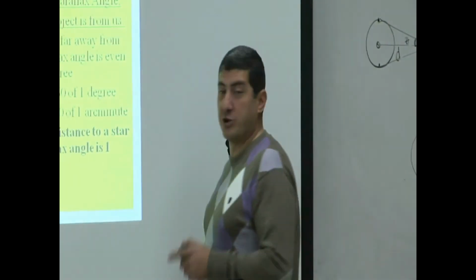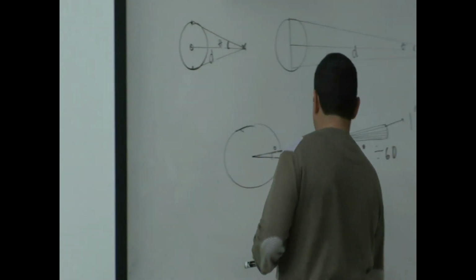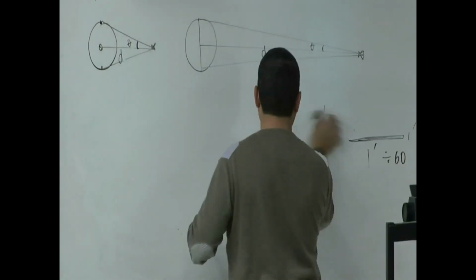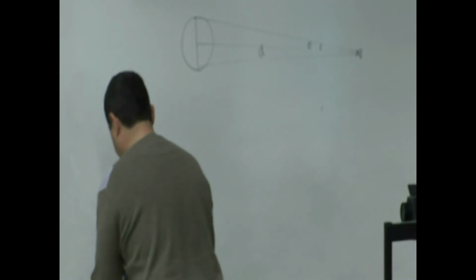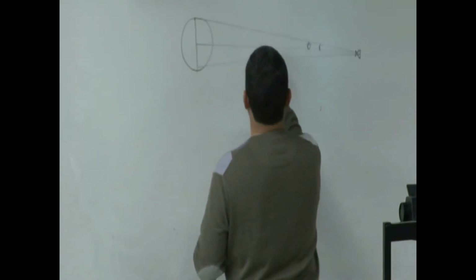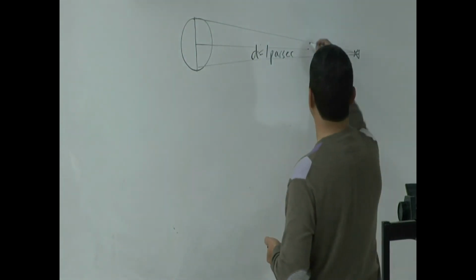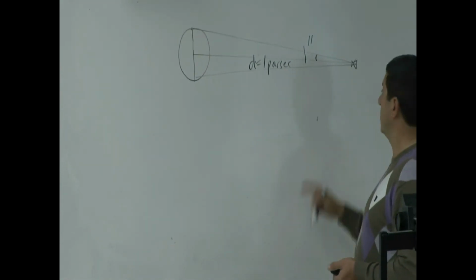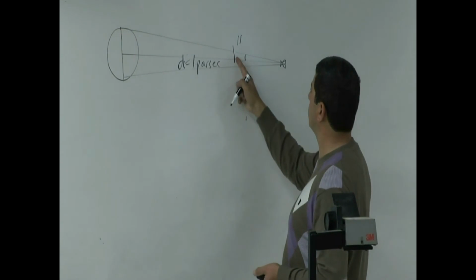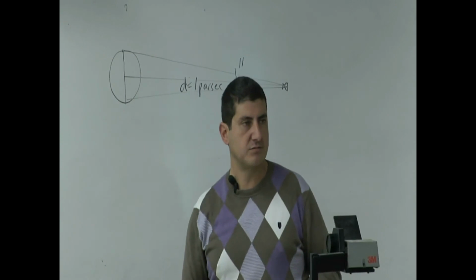Okay, 1 parsec. So here's the definition of the parsec then. A parsec is the distance to a star whose parallax angle is what? 1 arc second. So that's pretty easy, 1, 1. If a star is so far away that its parallax angle is 1 arc second, the distance to the star is 1 parsec. That's the definition.